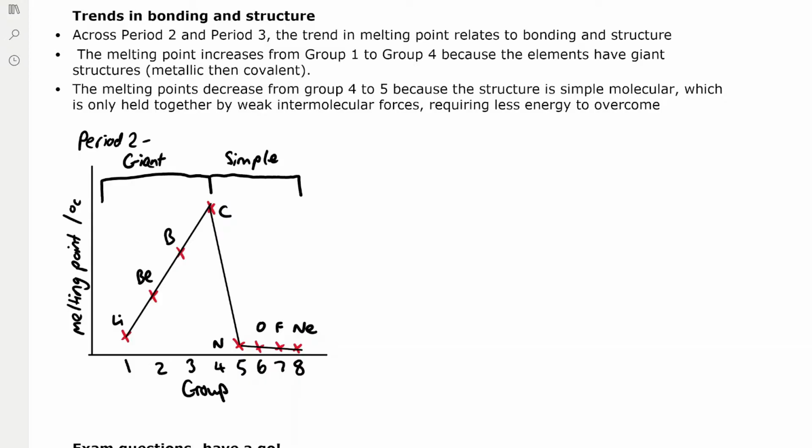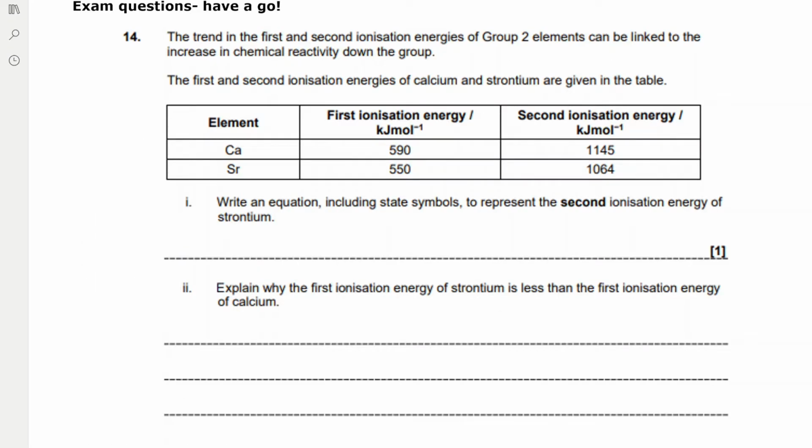So in group 1, 2, 3 and 4, there's a trend of increasing melting points as we go from metallic bonding to covalent bonding. And then from carbon to nitrogen, the melting point rapidly decreases as we go to a simple molecular structure because intermolecular forces, and especially London forces, require much less energy to overcome than strong covalent bonds. So we've got some exam questions. Feel free to have a go and then I'll explain the answer.